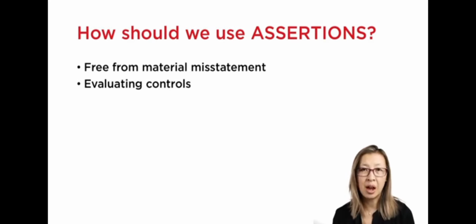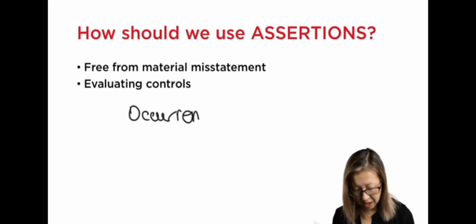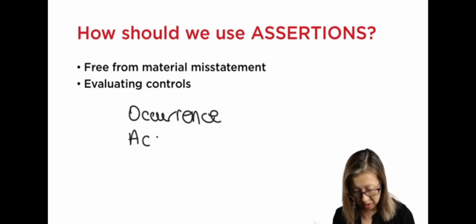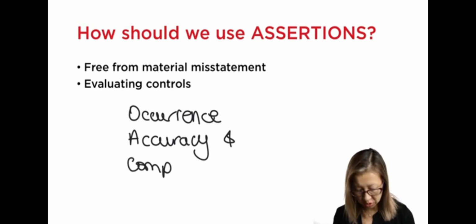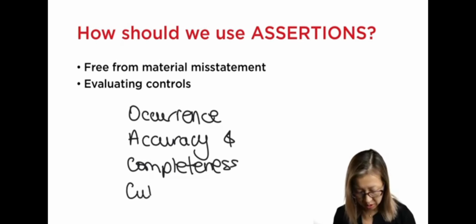The way that we can use our assertions in evaluating internal controls is that we can check whether there are controls to meet each of our particular assertions. For example, looking at revenue transactions here, we want to make sure that there is a control to make sure that every transaction really did occur. I want to make sure there is a control to make sure that each of my transactions is recorded accurately at the correct dollar amount. I also want to make sure there is a control to make sure that all of my transactions have been recorded in the correct period.